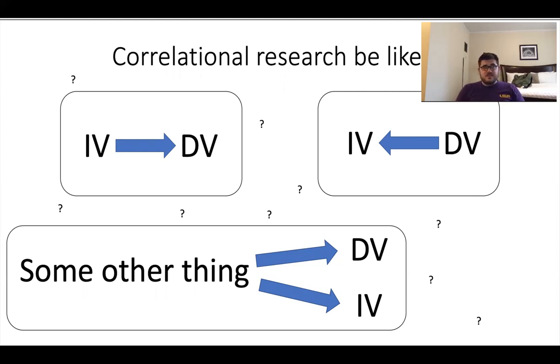If you happen to see that taller people tend to have higher GPAs, maybe it is because the IV was causing the DV. Maybe tall people have more confidence, and that confidence translates over to their grades. In this scenario, it's unlikely that the grades cause people to become taller. Your height is causally prior to your grades.